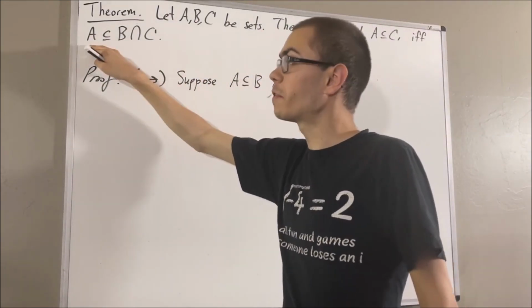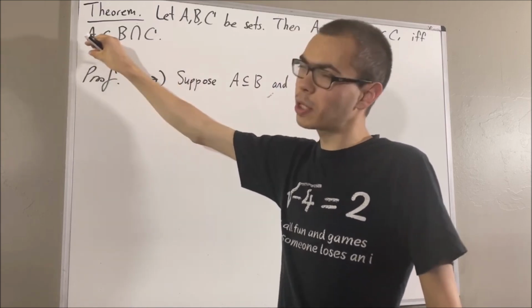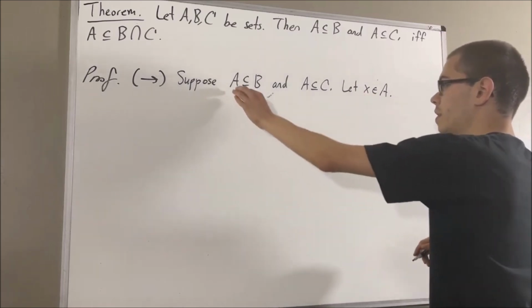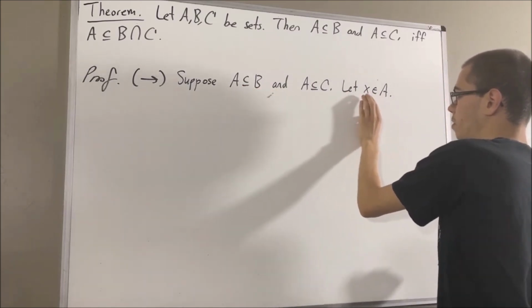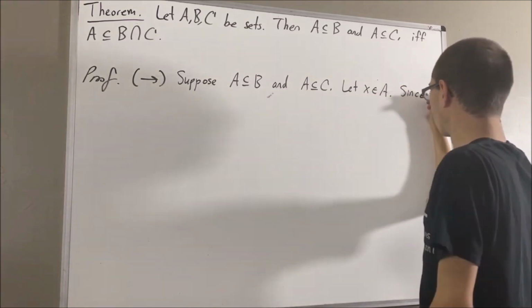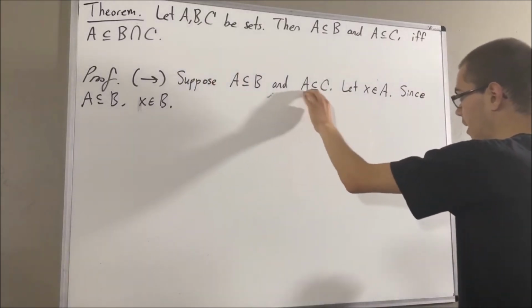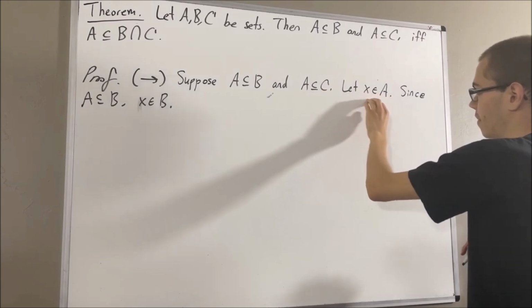So we want to show that everything in A lies in B and C. So give me an arbitrary element of A. I'll call it X. Well, since everything in A lies in B, and X lies in A, it follows that X must be an element of B. And similarly, since everything in A lies in C, and X lies in A, we must have that X lies in C.